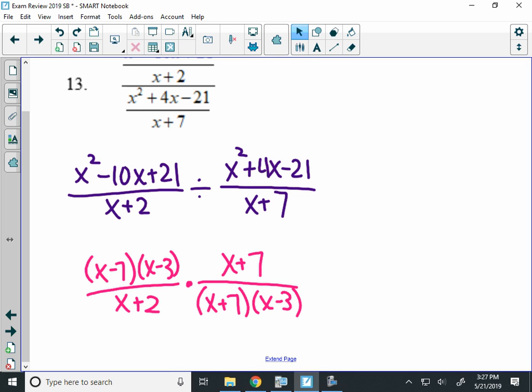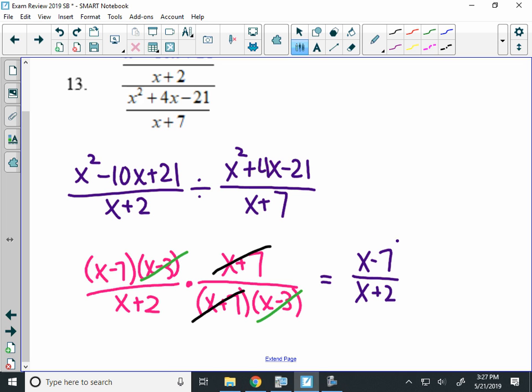I can cancel. X plus 7s go away. X minus 3s go away. And it looks like all I'm left with is x minus 7 over x plus 2. That's as simplified as you get. I can't cancel the x's. That's your answer.